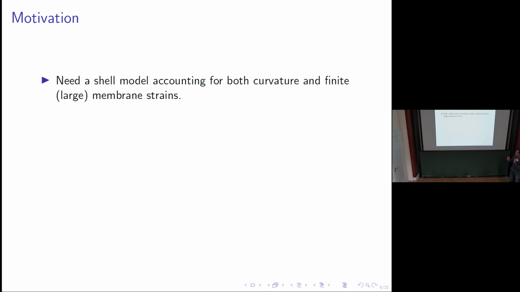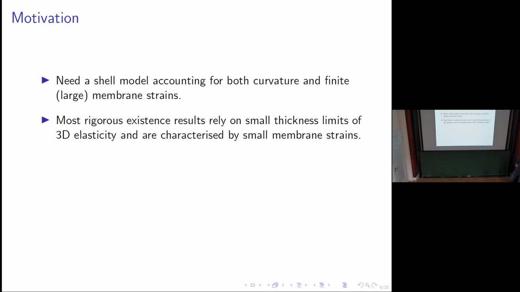First of all, I need to mention that to actually capture this kind of behavior, you need a model that accounts for not just curvature-related energies, but also finite, large membranal strains. By membranal, I mean things like stretching, for example. So it should be able to handle large strains in the membranal part.